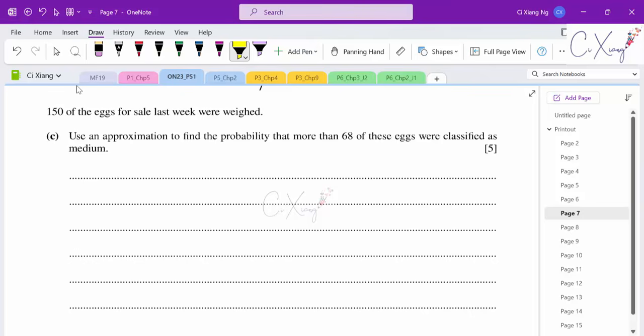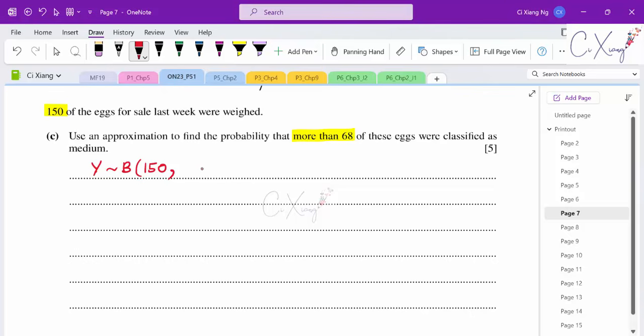Okay, so again, you can see the structure here. I'm having 150, that means a bigger number of eggs. And then more than 68 of them, something happened. So this kind of structure belongs to what? Belongs to binomial again, right? So now I will put it as y. So y is the number of eggs. So y is binomial distributed with 150 eggs in total.